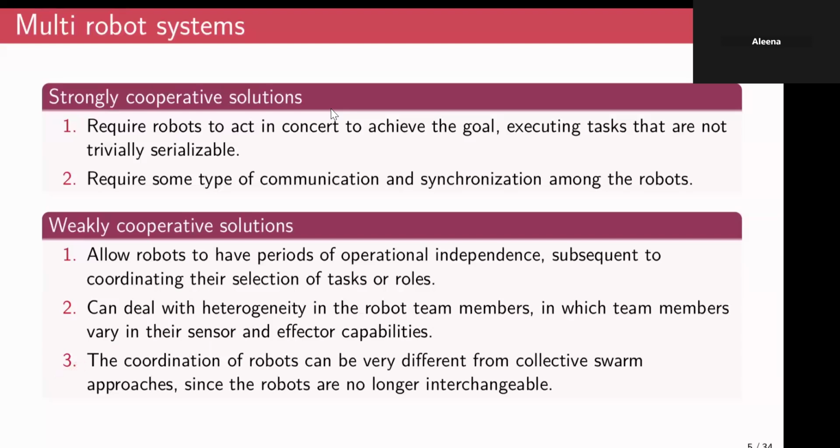And point three essentially says the coordination of robots can be very different from the collective swarm approaches, since the robots are no longer interchangeable. Just like what we discussed two slides ago, in the case of a collective swarm approach, if one robot fails, another robot can easily take the place of the failed robot, because they are all homogeneous, right? But in a weakly cooperative system, because of their heterogeneity, if one robot fails, some other robot within that system cannot substitute for the failed robot, because the robots are completely different. So a substitution cannot be made as easily as in the case of a collective swarm approach.